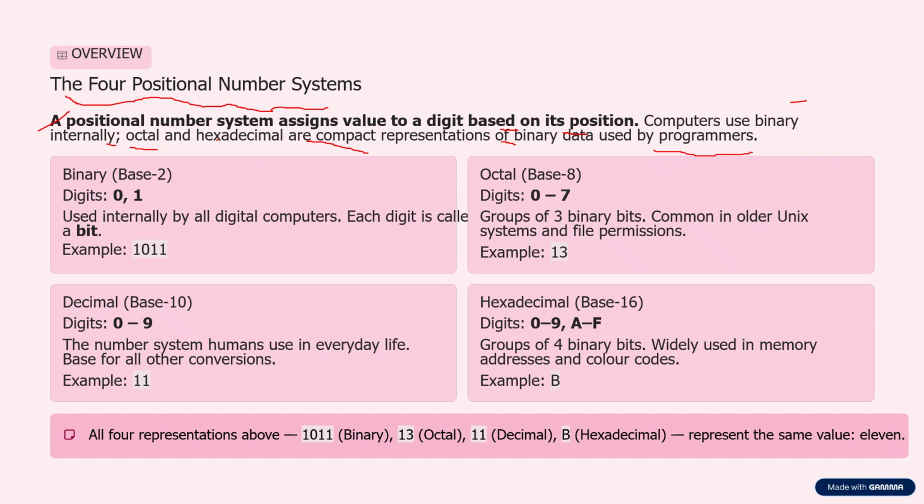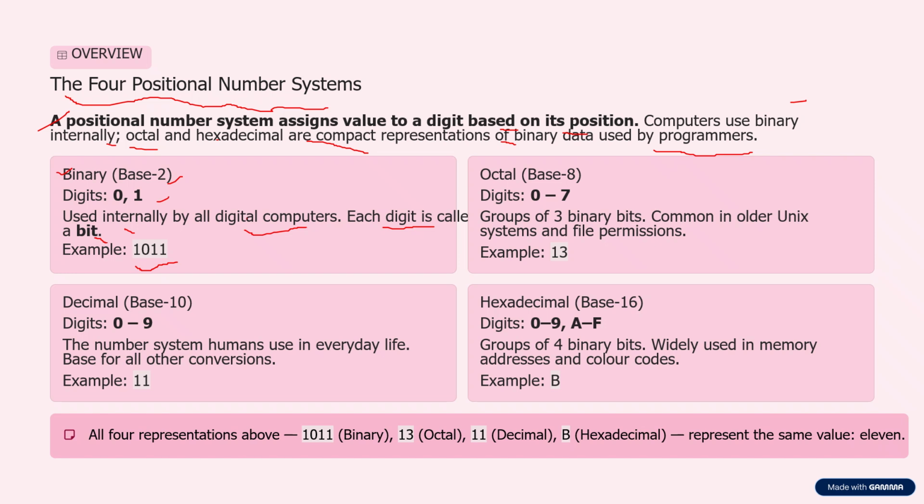Here, a binary number's base is 2. Digits allowed are 0 and 1. The binary numbers are used internally by all digital computers. Each digit is called a bit. For example, 1011.